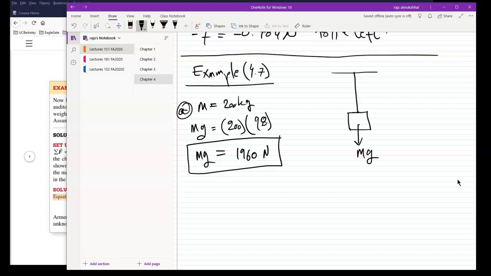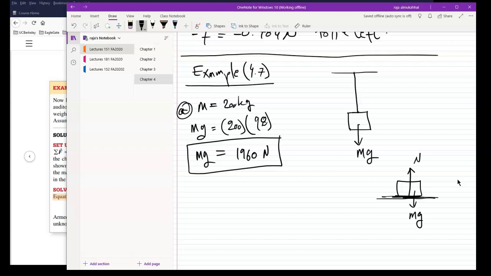You can pause the video and think about it. And the answer is no. Why? Because remember, normal comes from what? Comes from a surface. If this block is sitting on the surface, here's the surface. The surface pushes on the block with a normal, where this is the weight. But there is no normal here. There is no surface where the block is pushing against. So therefore, there is no normal. You get that? So make sure that normal comes from a surface.